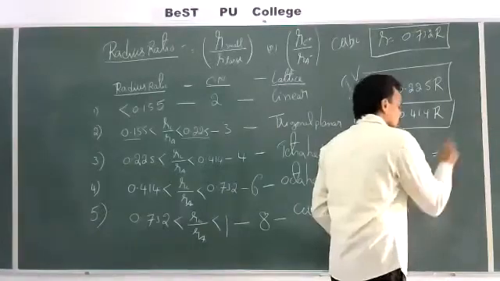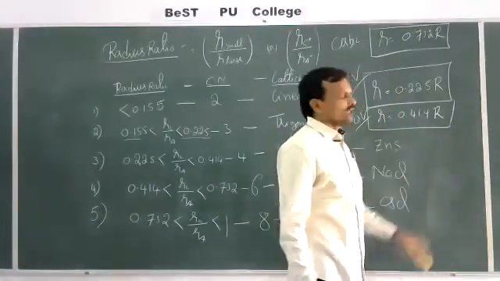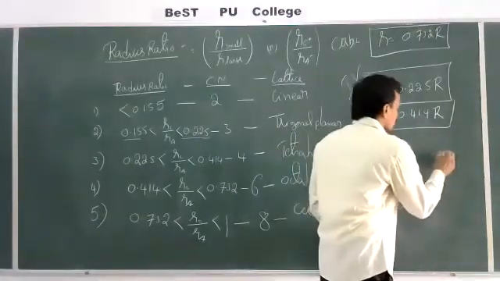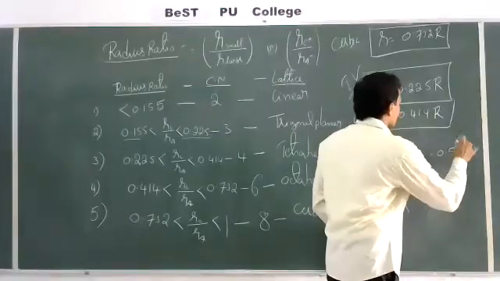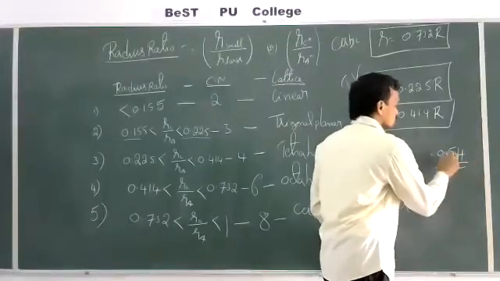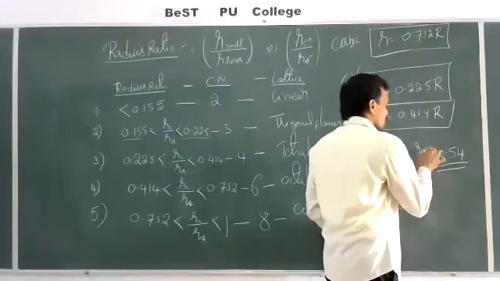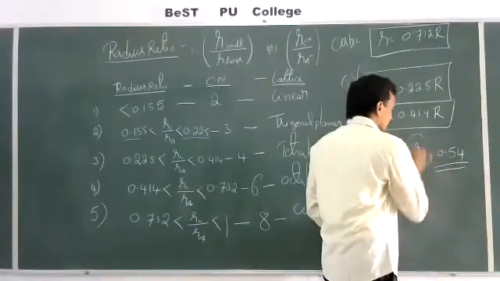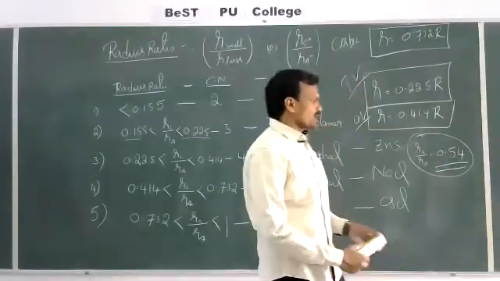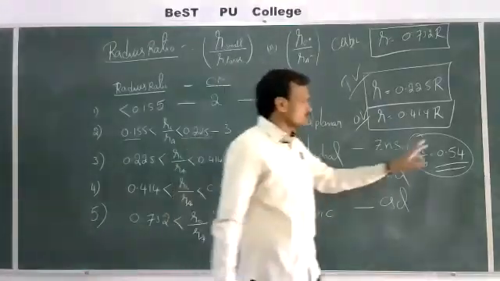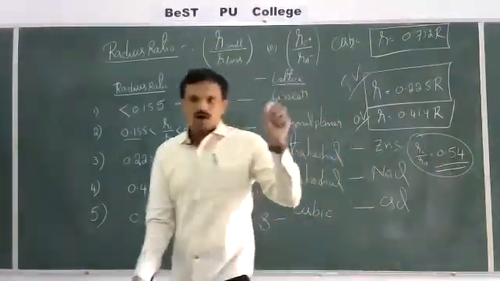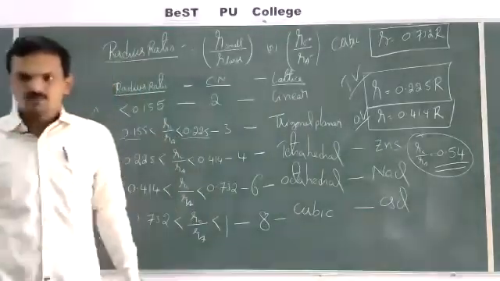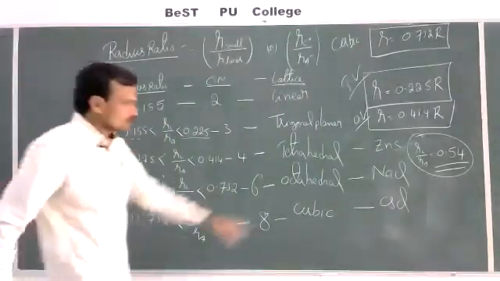Okay, for example, the radius ratio of a crystal lattice is equal to 0.54. This is the radius of cation by radius of anion, let us assume. If the radius ratio of a lattice is 0.54, then what type of lattice is it? What is the coordination number? What is the given value?